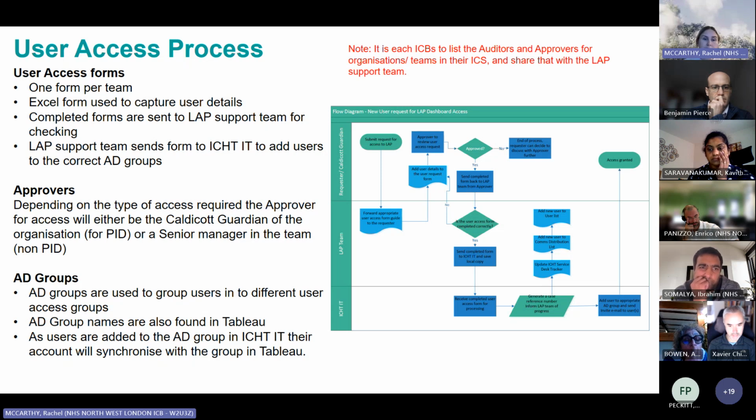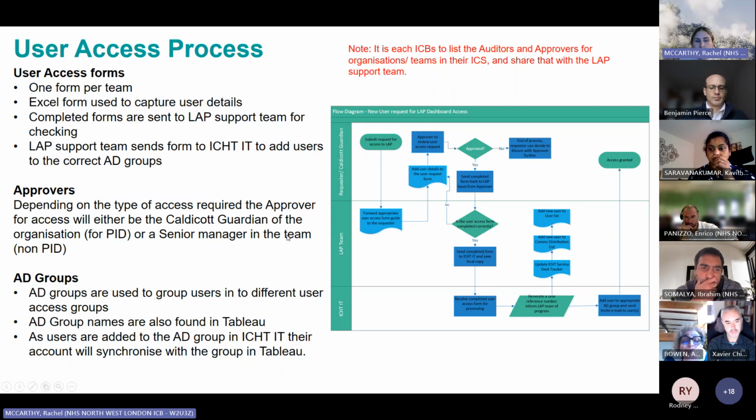Now, every form will need an approver. As we mentioned earlier, it will either be a Caldecott Guardian or a senior manager. And this is to access the front end of the dashboards I'm talking about here. So those people who are going to be utilizing the front end of these dashboards. You can see there's a bit of a high level flow diagram to show you how this all works. And the LAP support team is right in the center here, who will ensure that this process moves as smoothly as possible throughout each of the different stages, all the way to the point where we get access granted.